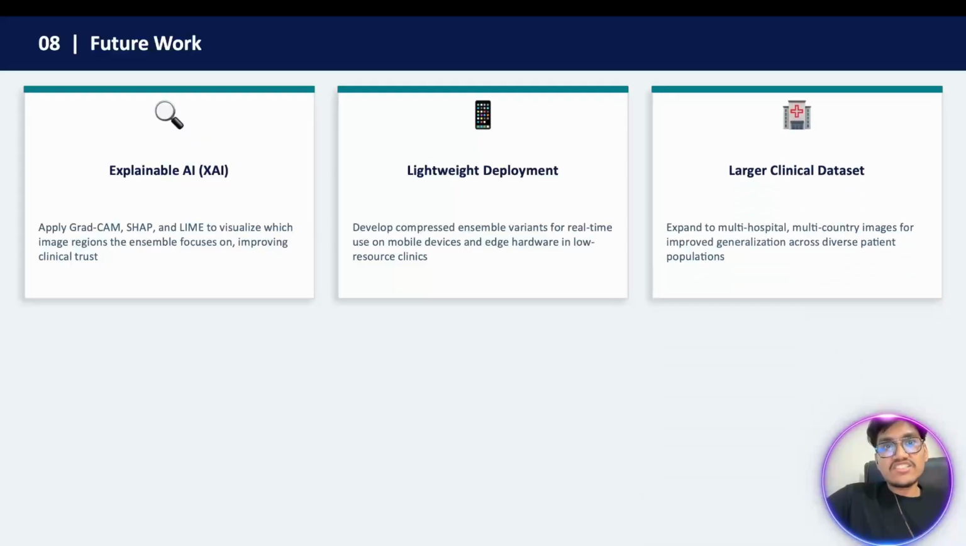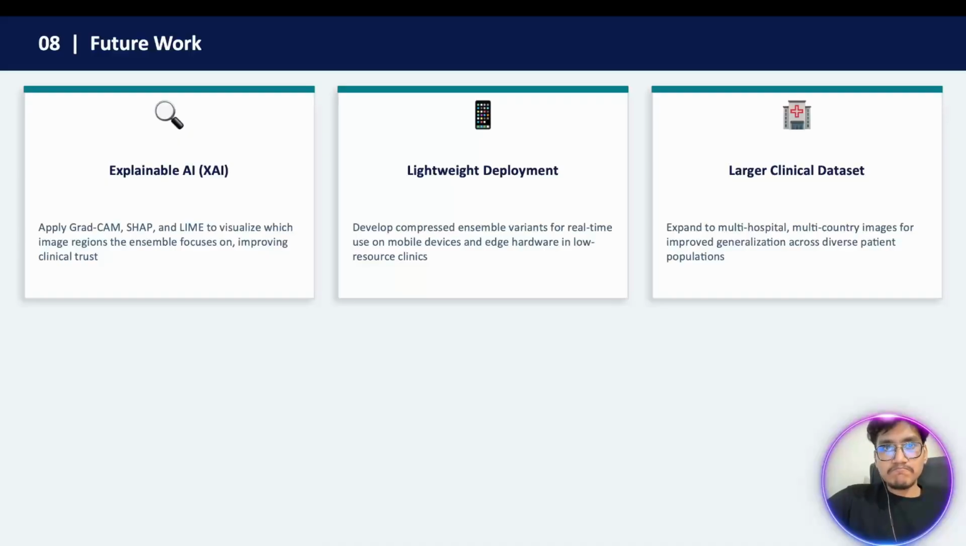And then larger clinical datasets, as we only took data from two hospitals. The current dataset came from two hospitals in Bangladesh, which while real-world, may not represent the full diversity of eye appearance across different skin tones, ages, and environmental conditions. Expanding to a multi-hospital, multi-country dataset would make the model more robust and generalizable worldwide.